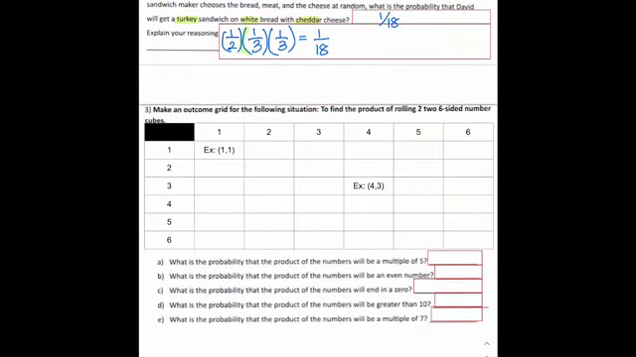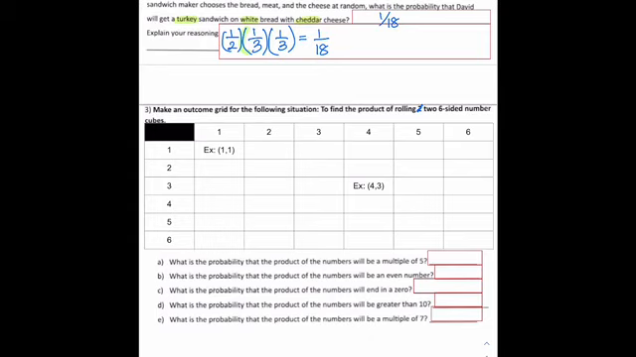Okay, let's continue with question number 3. Make an outcome grid for the following situation: to find the product of rolling two six-sided number cubes. I think there's a typo here, so just get rid of this. You can see the examples.